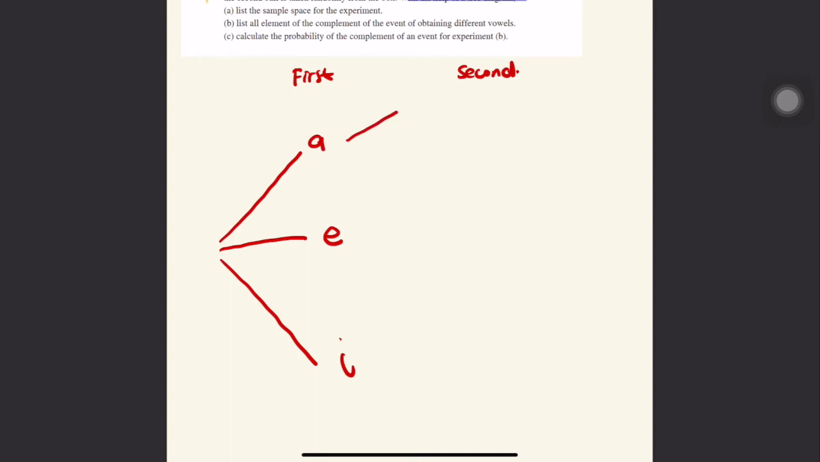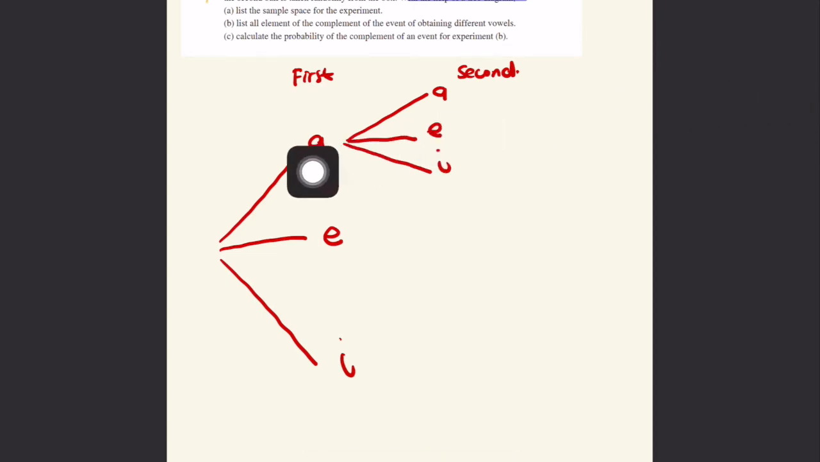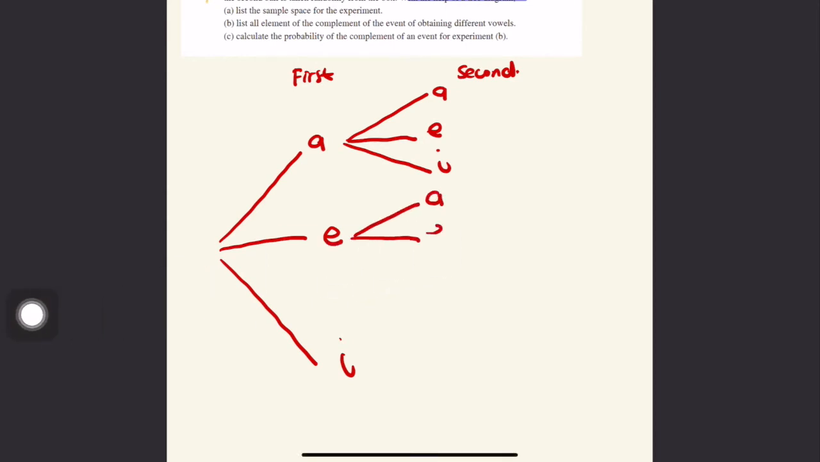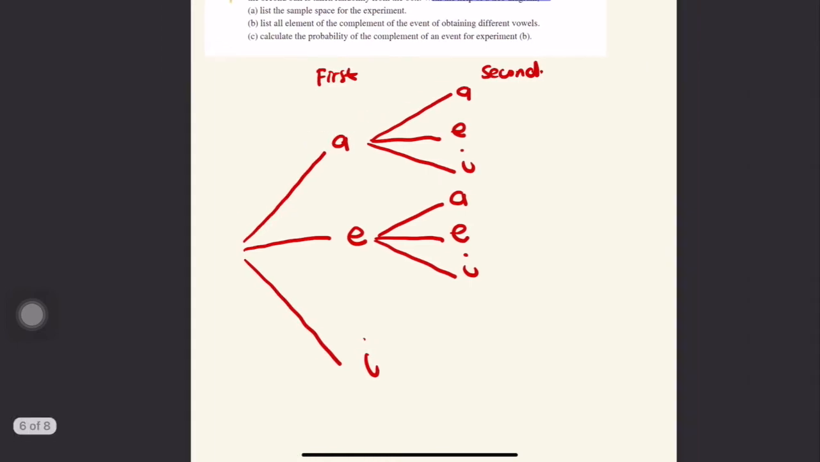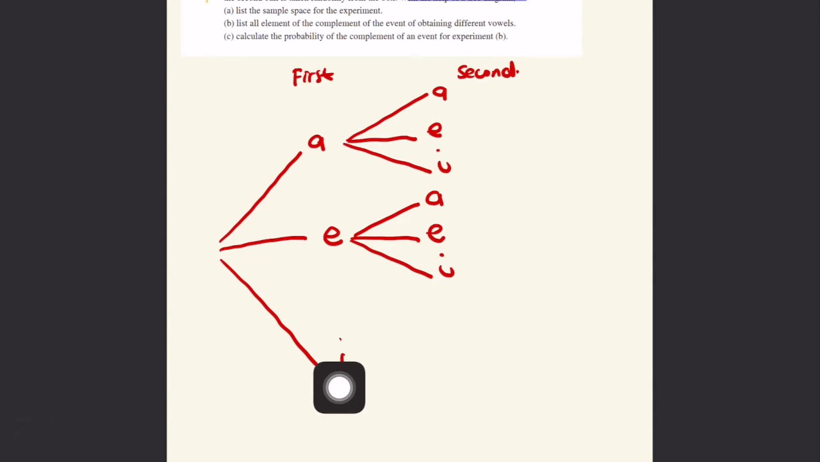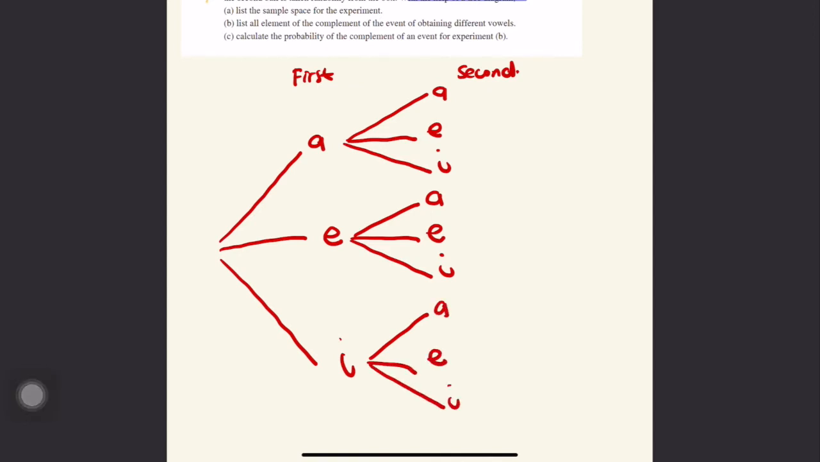So untuk cabut kali kedua, mungkin dapat A, mungkin dapat E, mungkin dapat I. Kalau yang pertama A, lepas tu mungkin dapat A, dapat E, dapat I. Next. Kalau kali pertama cabut dapat E, next attempt mungkin dapat A, mungkin dapat E, mungkin dapat I. Boleh, ini the possibilities yang mungkin awak dapat. Next. Kalau awak ambil I tadi, first attempt, lepas tu awak simpan balik. On the second attempt, mungkin akan dapat A, mungkin akan dapat E, mungkin akan dapat I.